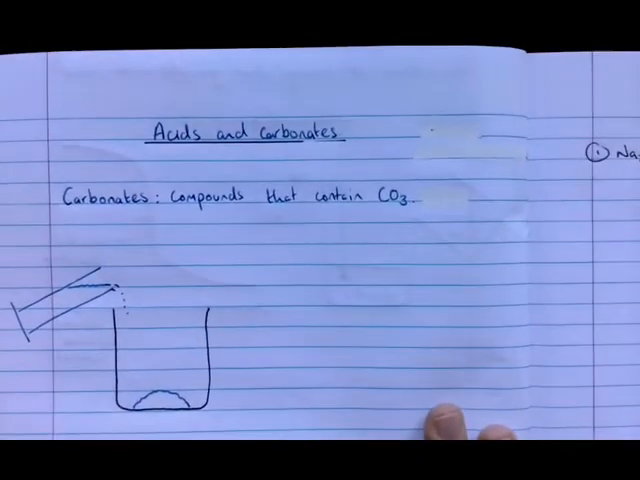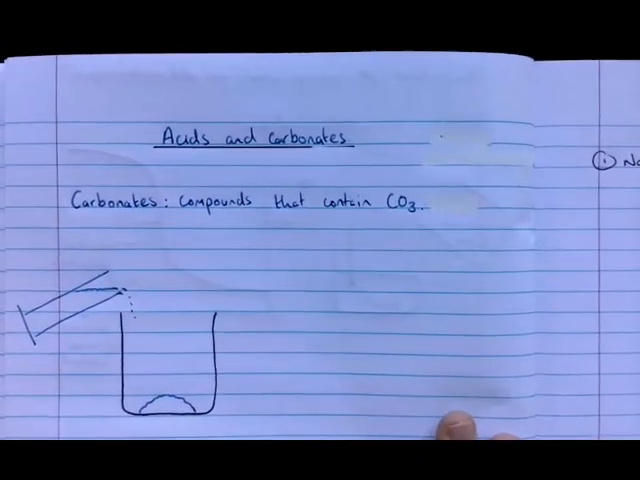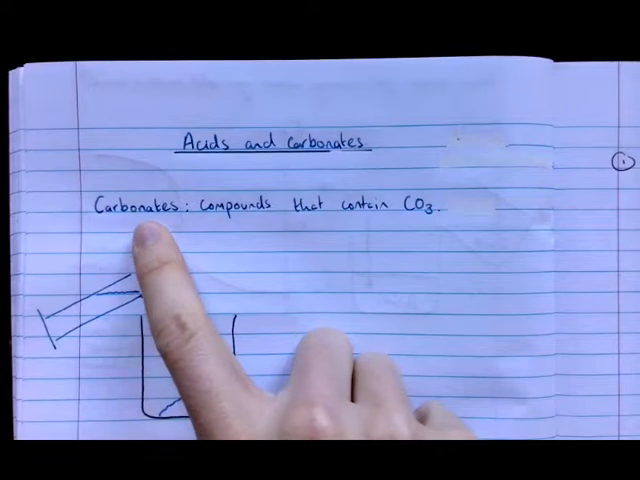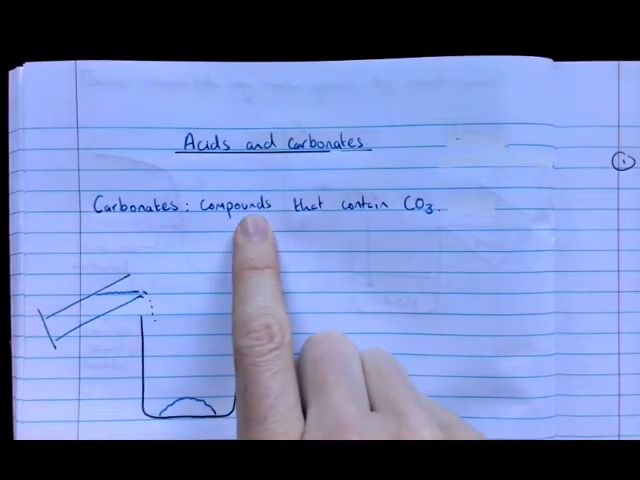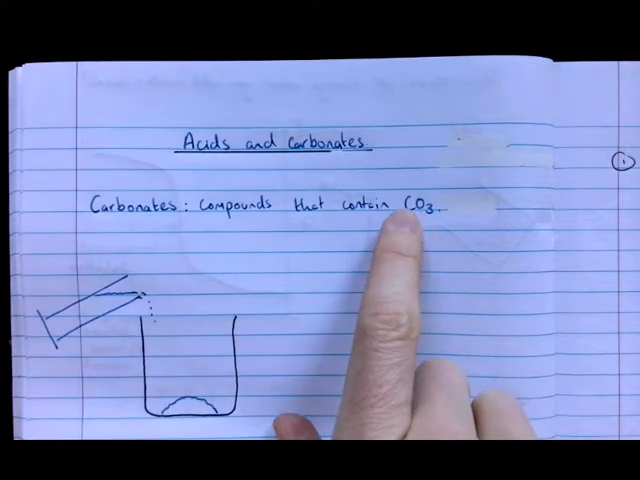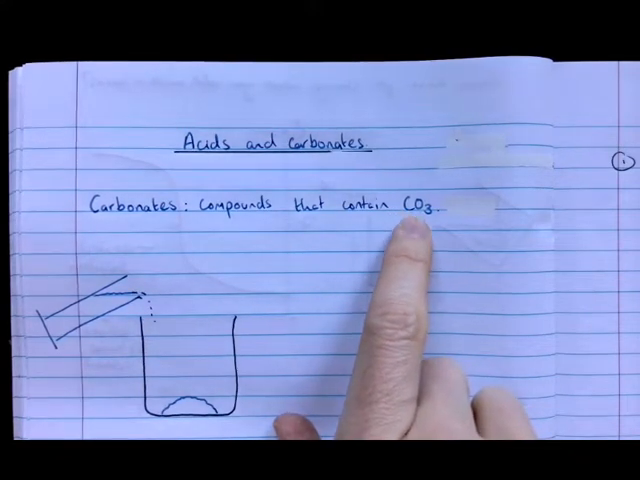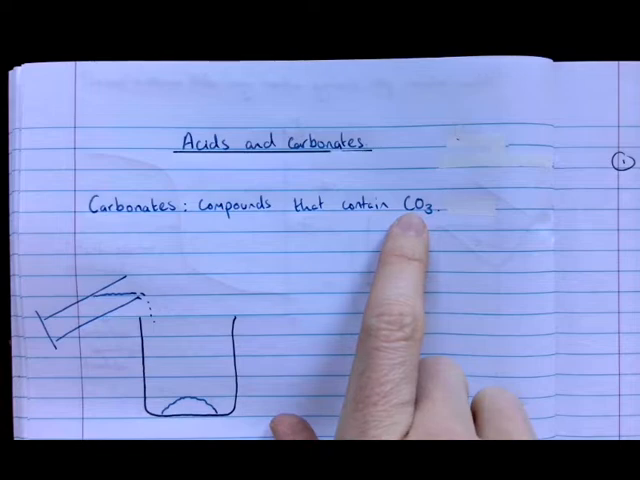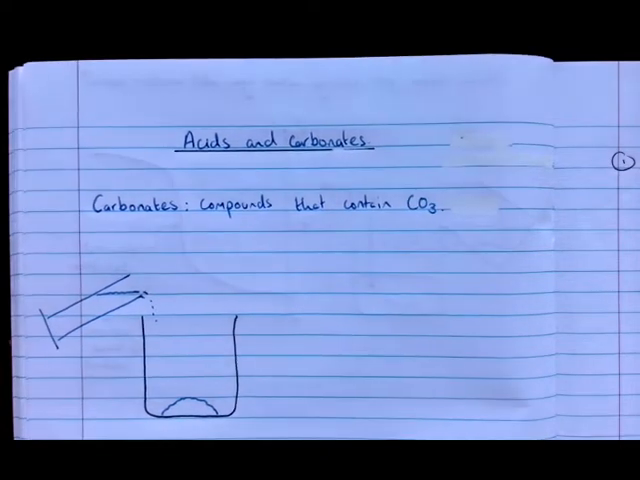So, first of all, we need to think about what a carbonate is. Now, a carbonate is a compound that contains CO3. Okay, so C, one carbon atom, O3, three oxygen atoms. All right, and that is our carbonate.